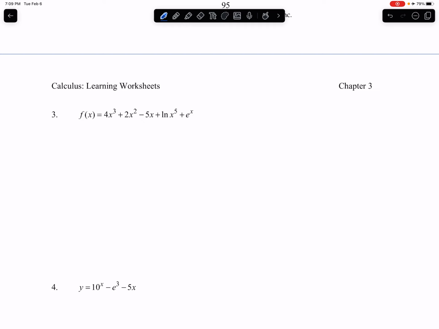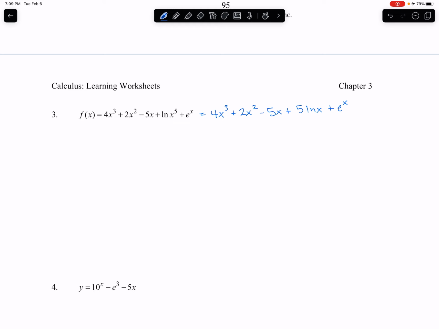F of x equals 4x cubed plus 2x squared minus 5x plus natural log of x to the fifth plus e to the x. So the first thing I'm noticing here is I have an x to the fifth in my natural log. So I'm going to use log properties to rewrite that. 4x cubed plus 2x squared minus 5x plus, our log properties tell us that power can come out front, 5 natural log of x, plus e to the x.